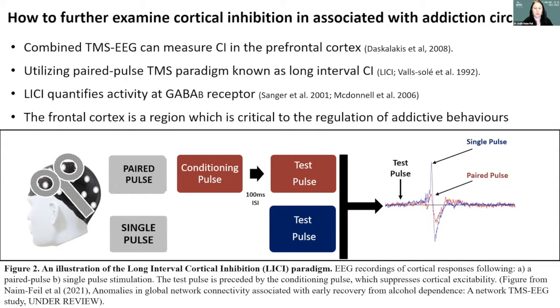LICI has been found to quantify GABAergic activity in the frontal cortex, which is a region critical to the regulation of addictive behaviours. If you have a look at this figure, just if anyone's not familiar with it, following the single pulse in the blue trace, you can see the standard cortical response to the stimulation. When you apply the paired pulse paradigm, which means you apply the suprathreshold conditioning pulse prior to the test pulse, if you look at the red trace, you'll see that the cortical response is suppressed relative to the blue trace. And this is what we're interested in.